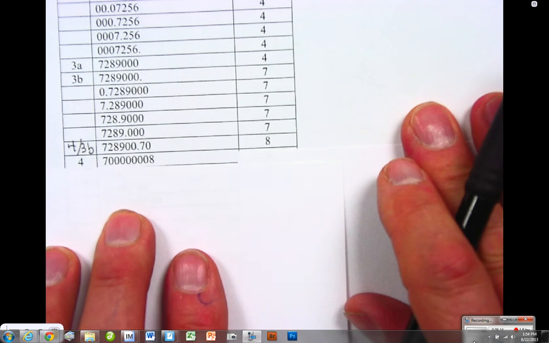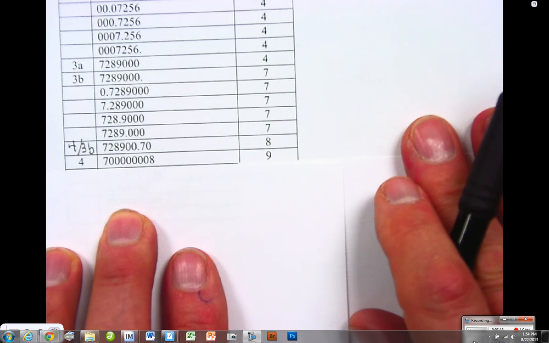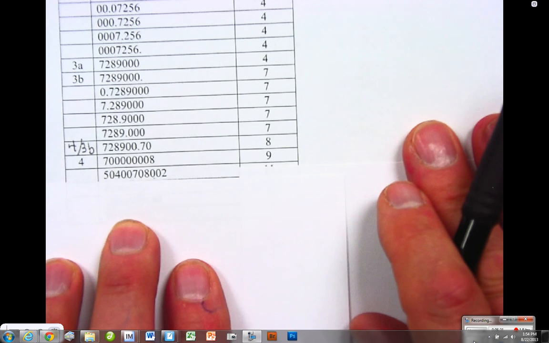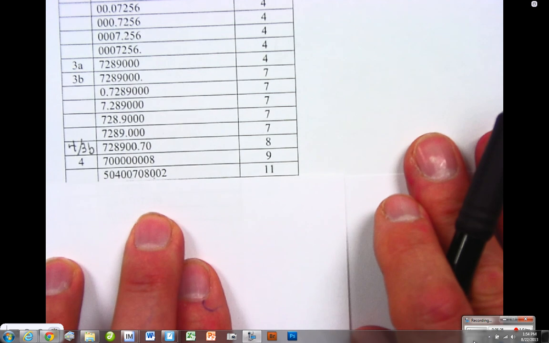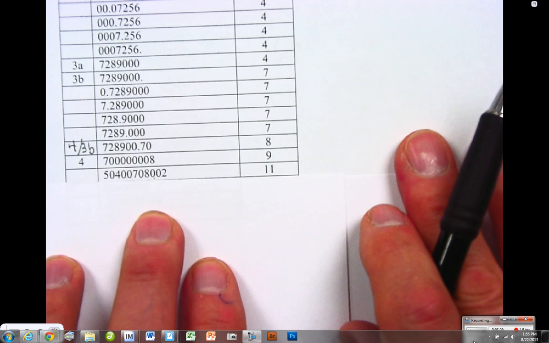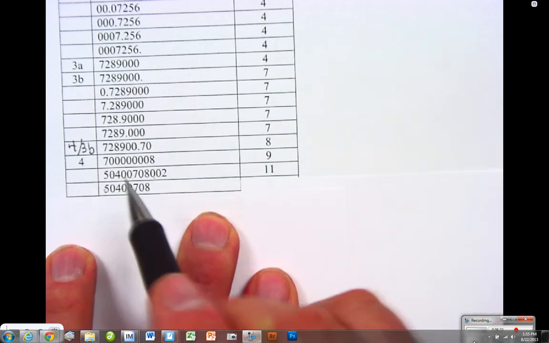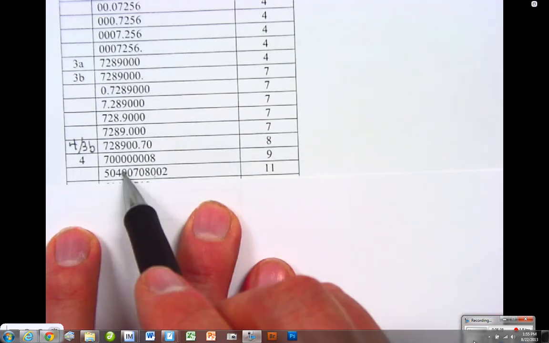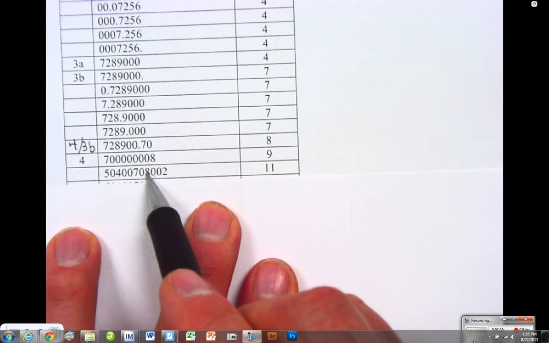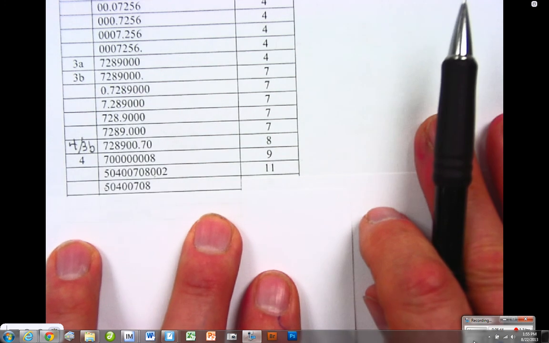Absolutely. Okay, how about this guy? 9. Yeah, they all count, don't they? Okay, how about this one? 11. All the zeros count. Are you guys looking at the numbers? Maybe. You're popping up with those number of sig figs too easily. You got to count these guys to be sure. Here, let's go back here. 1, 2, 3, 4, 5, 6, 7, 8, 9, 10, 11. Got to do it.